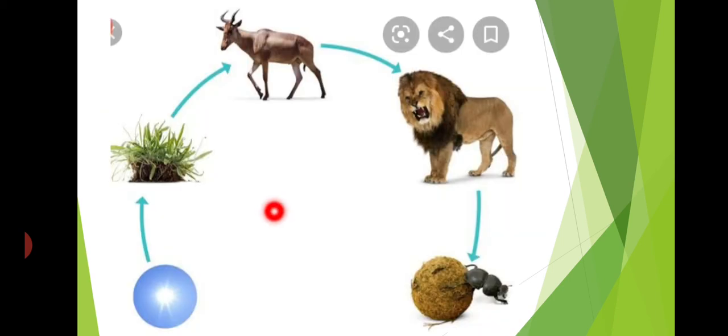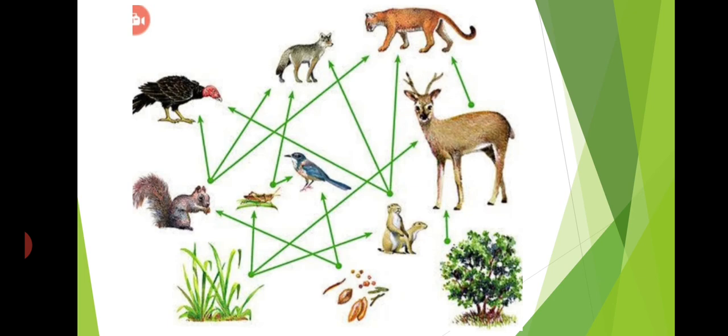And here again a food chain is shown to you. Now in the next picture you can see the way all the plants and animals are interdependent on each other.